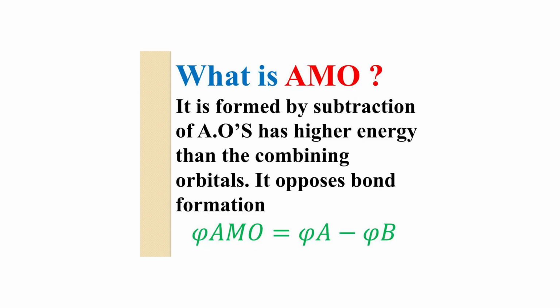Then what is AMO? Antibonding molecular orbital. Can you define antibonding molecular orbital, AMO? It is formed by subtraction of atomic orbitals and has higher energy than the combining orbitals. It opposes the bond formation. Only bonding molecular orbital favors the bond formation. Antibonding molecular orbital opposes the bond formation. See the slide: psi AMO, the wave function of the antibonding molecular orbital, is equal to psi A minus psi B.